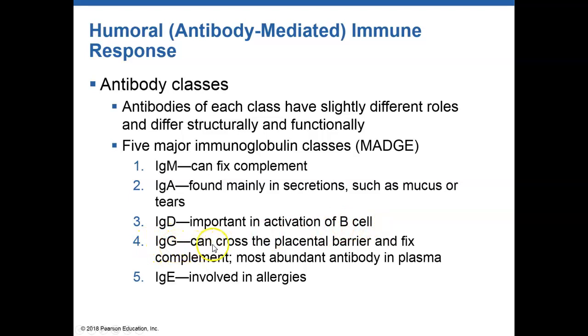IgG is the antibody that crosses the placental barrier, and it is the most abundant antibody in our blood plasma. And then we have IgE, which is the antibody involved in allergic reactions and responses.